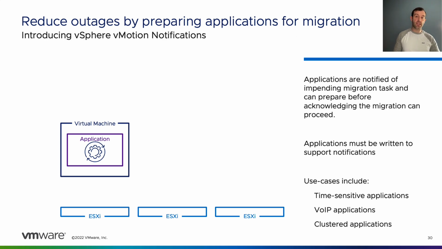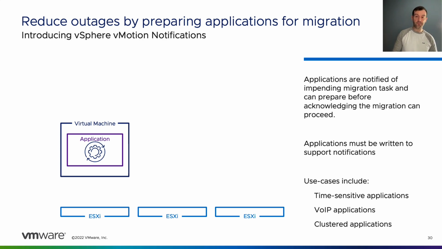But there are certain applications that cannot tolerate the stun times associated with vSphere vMotion, and these stuns are in the milliseconds. But there are some applications that are extremely sensitive to that. Voice over IP applications could result in calls getting dropped. Clustered applications, it may interfere with the heartbeating between clustered applications and cause an unintended failover, for example.